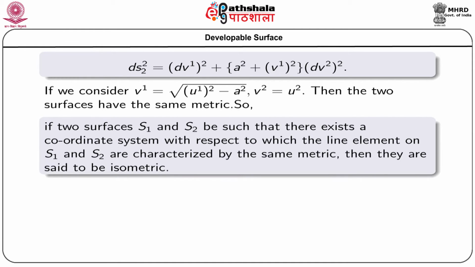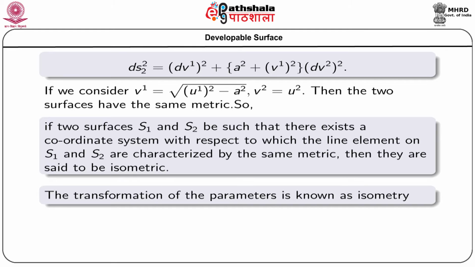So, we can say that if two surfaces S1 and S2 are such that there exists a coordinate system with respect to which the line elements on S1 and S2 are characterized by the same metric, then they are said to be isometric. So, the surface of revolution and the helicoid are isometric surfaces. The transformation of the parameters is called isometry.